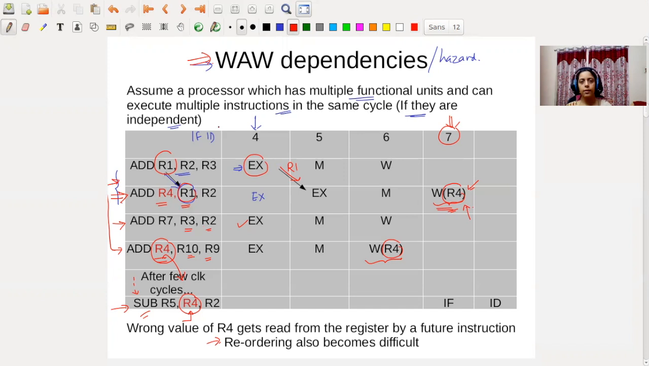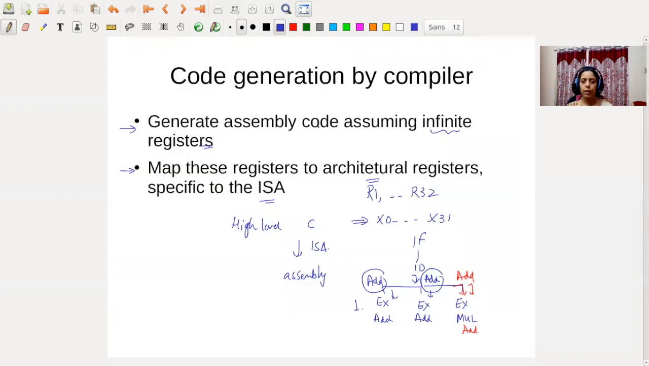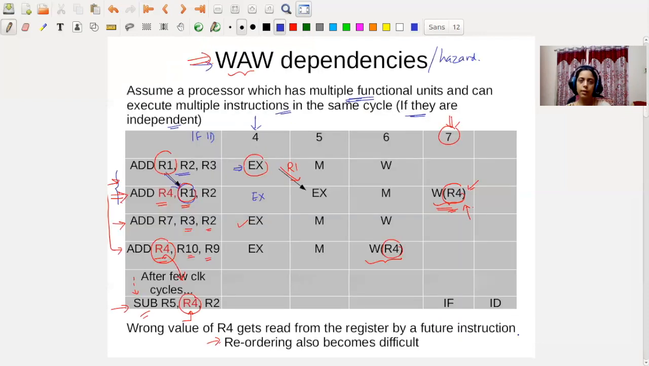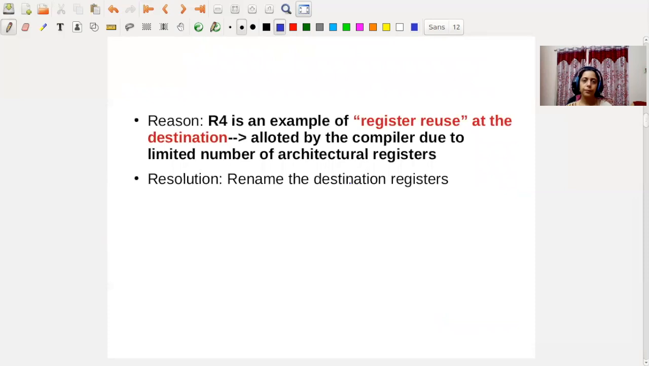So that is why this write after write dependency happens in certain types of processors, which have this kind of multiple functional units and which have multiple cycles of execution. So for example, you could have another execution unit, mul, which is going to take 5 clock cycles to execute. So EX1, EX2, EX3, etc. till EX5 and so on. So in such types of processors, write after write dependencies do occur and therefore we need to resolve them.